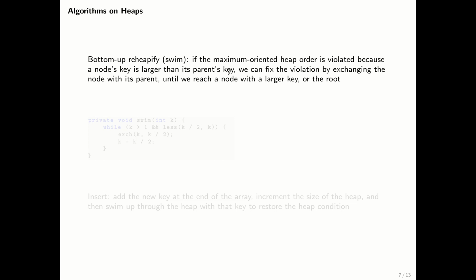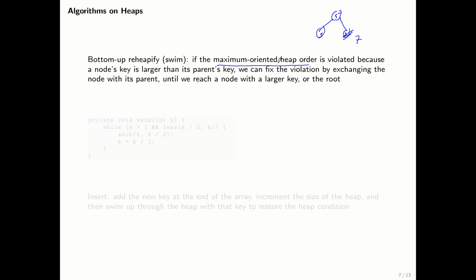Okay, so if for some reason the maximum oriented heap order is violated, so remember what that is, that says that the key at a certain node, so this key 5 for example, is greater than or equal to the keys in its children, right? So this is 3, this is 2. So here there is no violation. This key is greater than or equal to the keys of its children. But what if this is violated for some reason? What if instead of a 2 here you have a 7? That's clearly a violation. All right. So what do we do in that case?